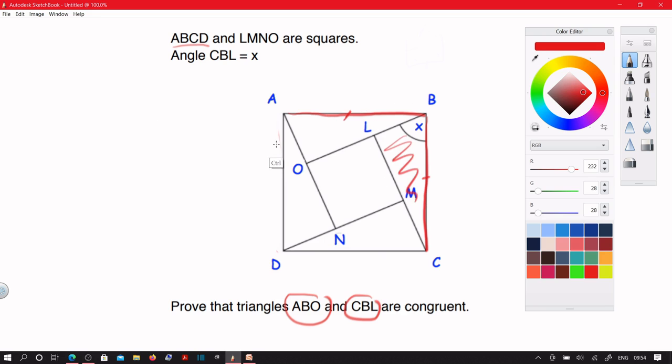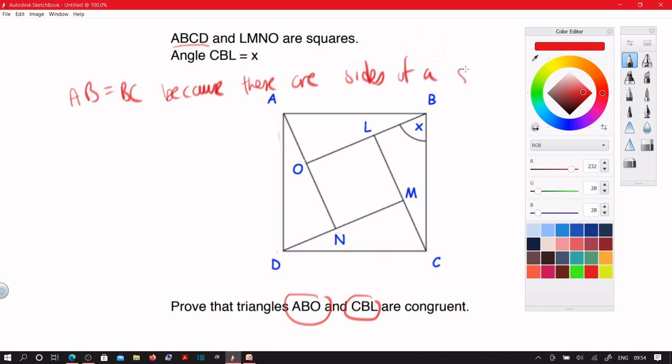I can say that AB is equal to BC because these are sides of a square. That's actually given to us, so we're not making things up. We're not assuming it's a square, it's actually told us. Right, what else can we say? They've given us an angle x, so we need to use that.